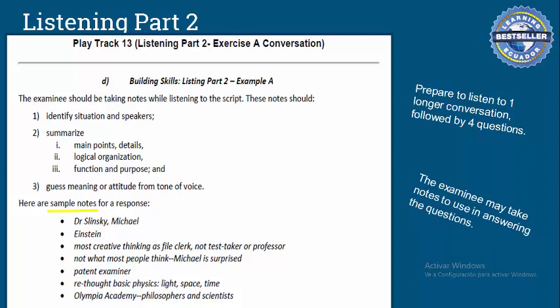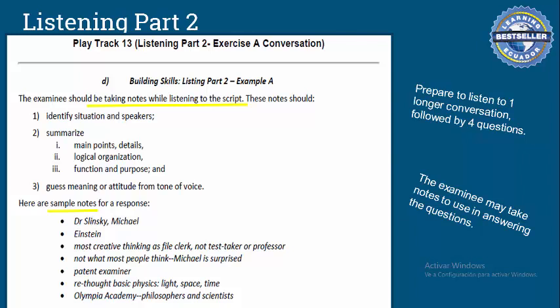Now, here we have the skills that you need in order to perform well on listening part 2. Now, it says the examinee should be taking notes while listening to the script. And these notes, what should they do? They should identify situation and speakers. They must summarize main points, details, logical organization, function, purpose, and guess meaning or attitude from tone of voice. Again, here the tone of voice is important.